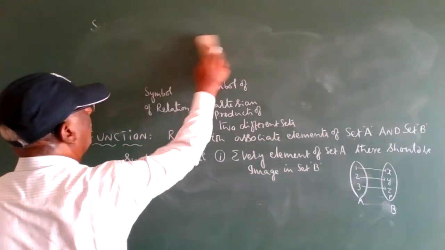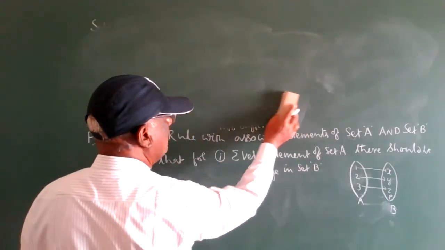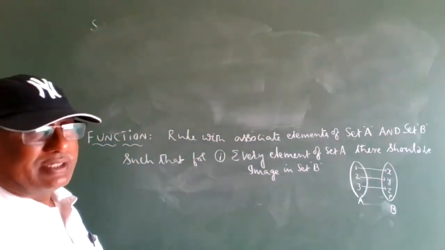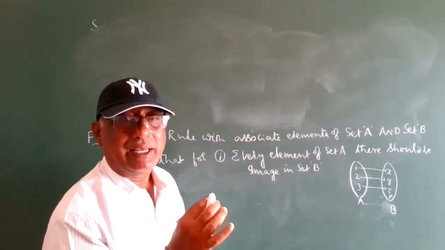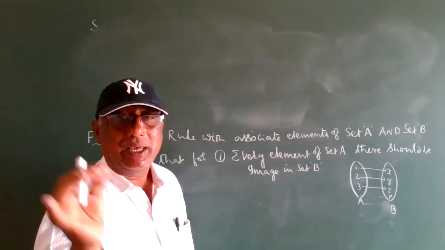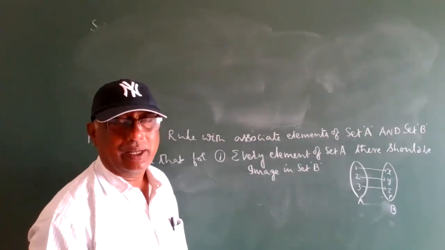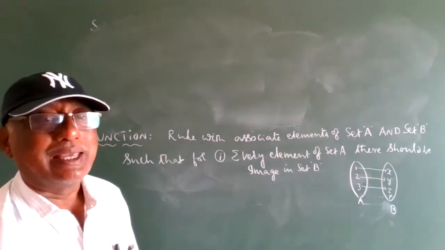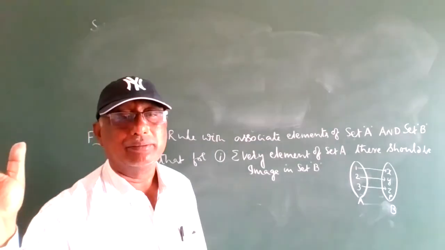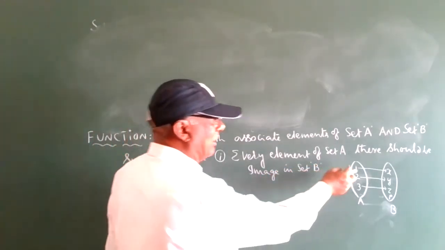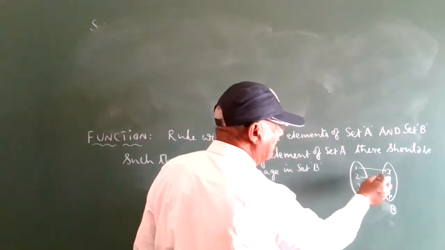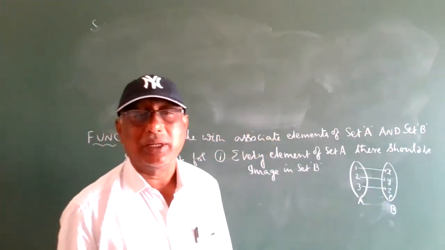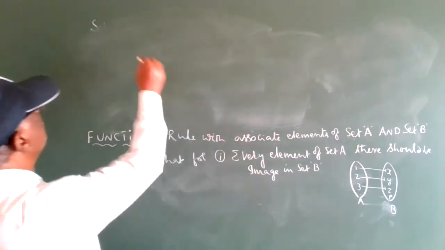What is the second rule? First rule: every element of set A has an image in set B, where set A is the domain and set B is the codomain. So 1 has an image, 2 has an image, 3 has an image, no objection.